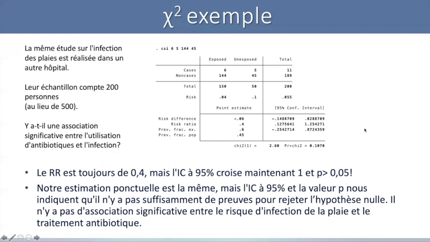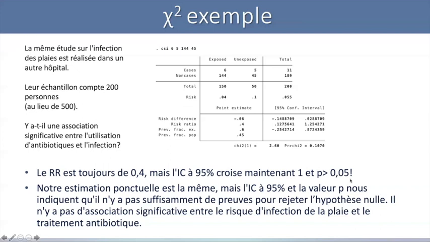So anytime a 95% confidence interval crosses 1 for this ratio measure, or 0 for a difference measure, we know that there is not a significant association at the 0.05 level. This is confirmed with our p-value, which is now 0.1070, which is greater than our critical value of 0.05. So even though our point estimate, the risk ratio and risk differences that we can calculate are the same, the 95% confidence intervals and p-value indicate that there is not sufficient evidence to reject the null hypothesis.